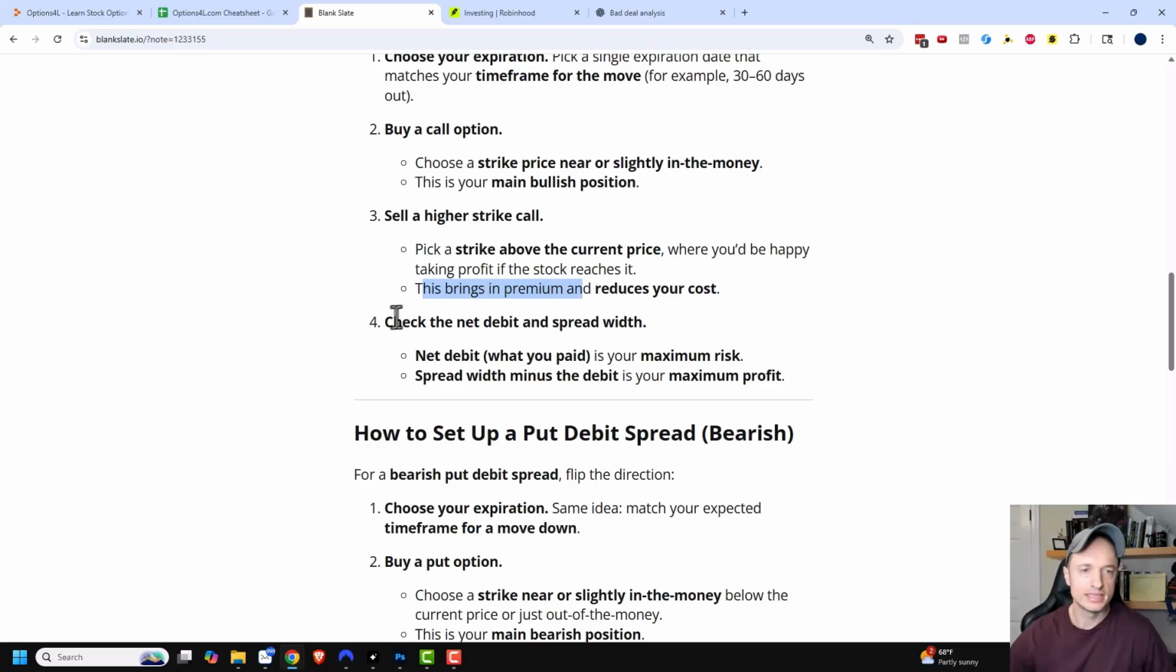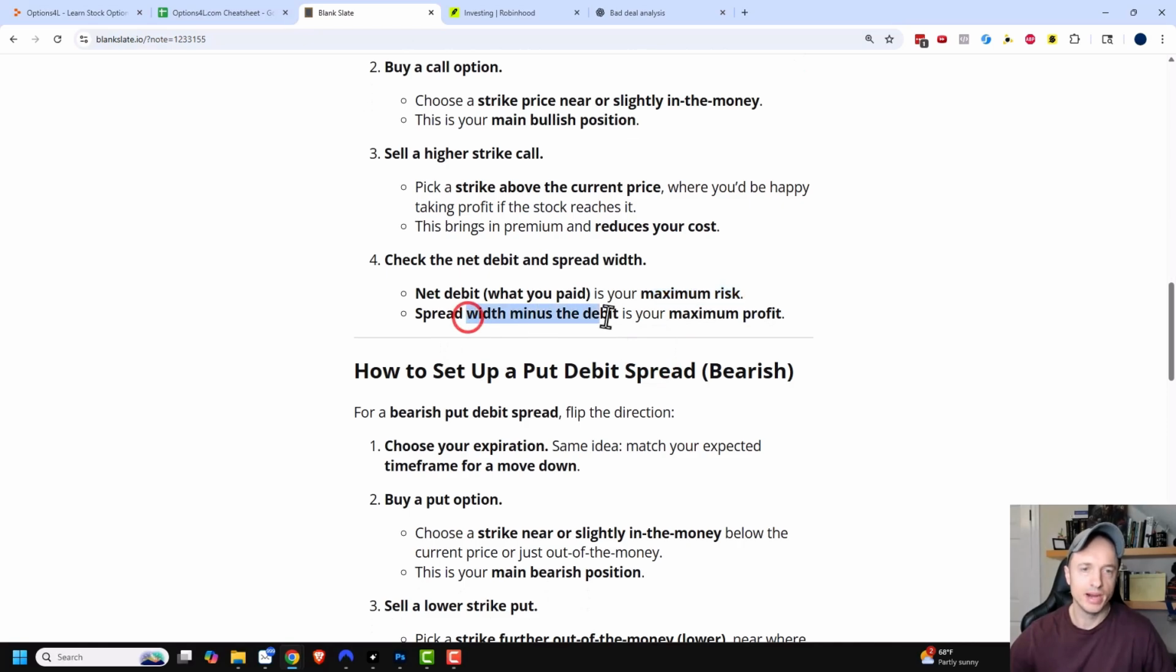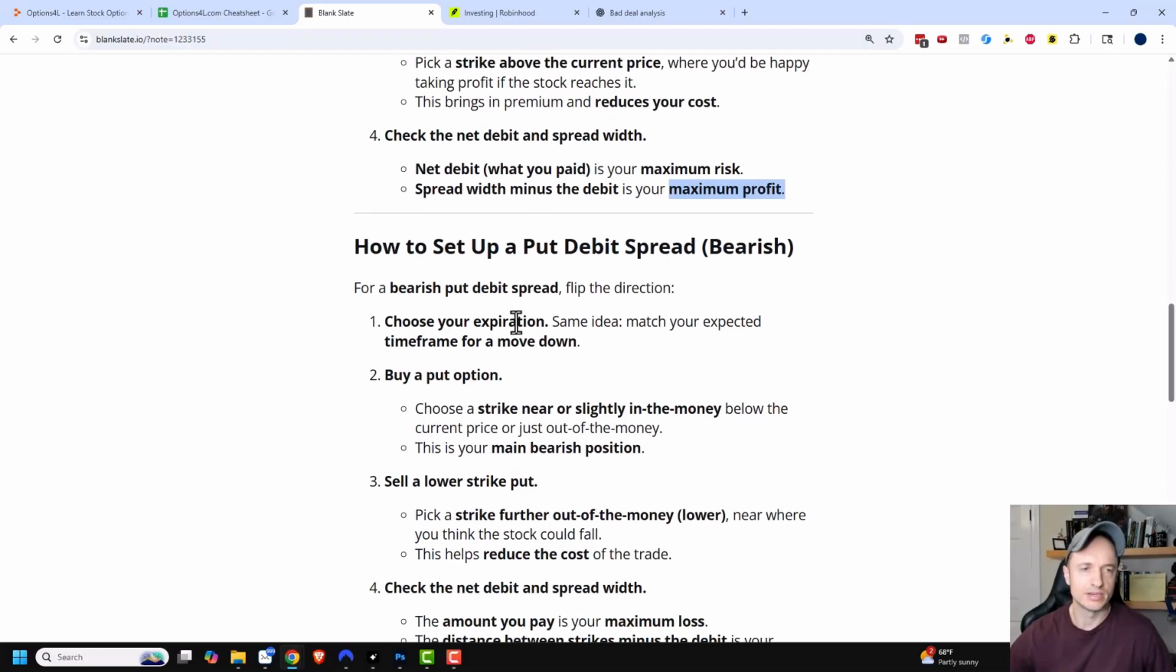Then you want to check the net debit and spread width. So the net debit is what you paid, which is your maximum risk, and the spread width minus the debit is your maximum profit. And you'll see that when we go to Robinhood, they show it to you. So it's pretty easy to calculate and see what's going on.